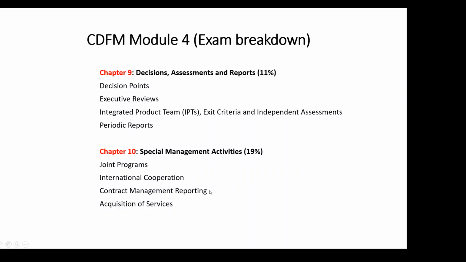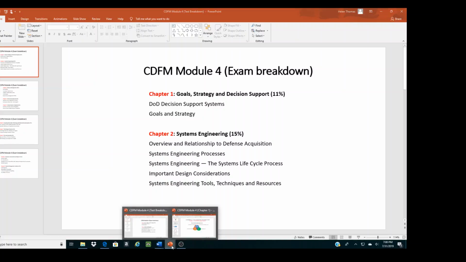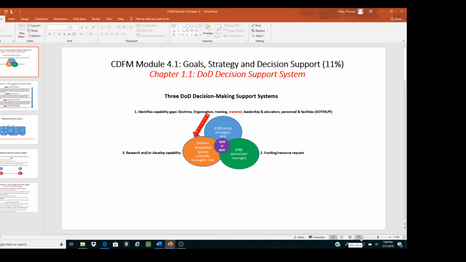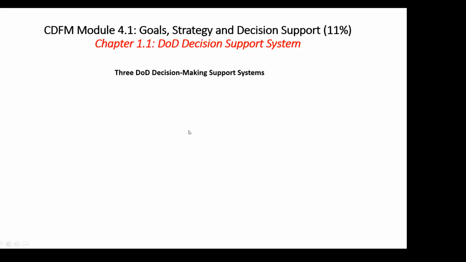So what I'm going to do now is switch slides and go over some of the key things I pulled out of Chapter 1. And I'm going to do that on this same video. So let's just open that. And of course, you know I like my slideshow mode. Alright, so CDFM Module 4.1, which is the first part, Chapter 1, deals with the DoD decision support system of goal, strategy, and decision support.